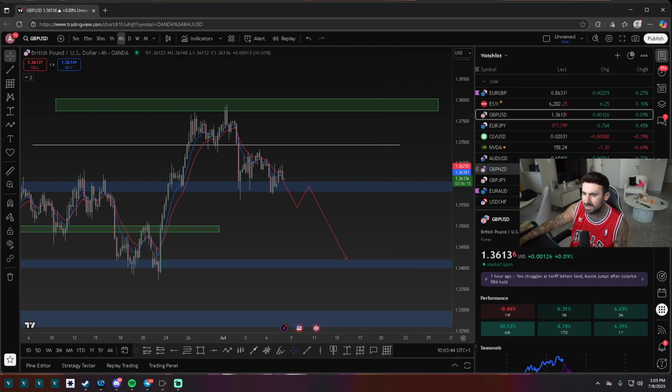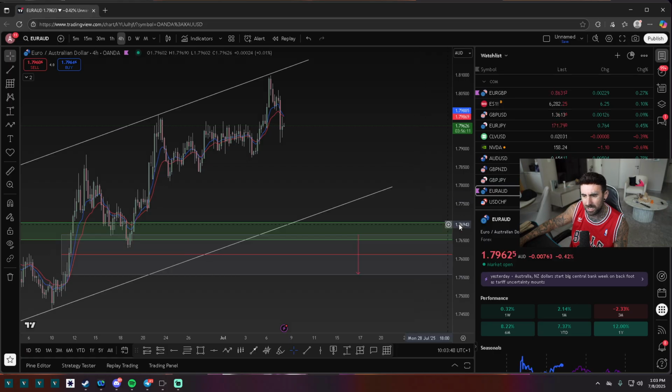I think it's the same on AUD pairs, if I remember correctly, Euro AUD, GBP AUD. You know, 178.00, 177.50, 177.00, right? 50 pip ranges for the levels.